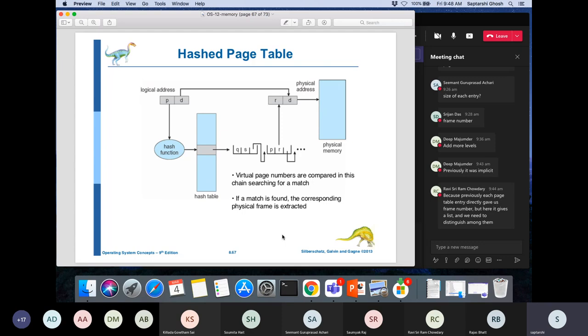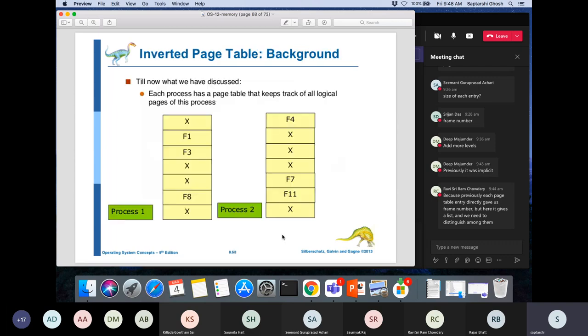So for really large logical address spaces, say 64-bit, people have started moving to hashed page tables. Also, there is another scheme which is not so popular, but just for the sake of completeness, let's mention it. That's called an inverted page table. This idea is kind of interesting, but it has a drawback also. That is why it has not become so popular.